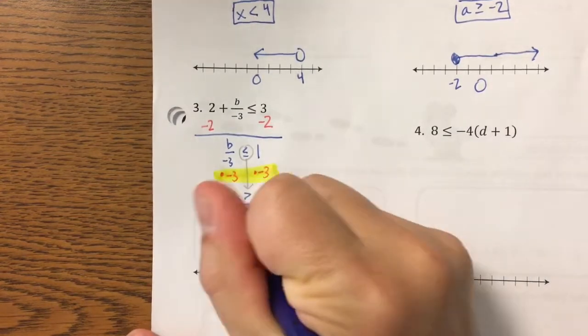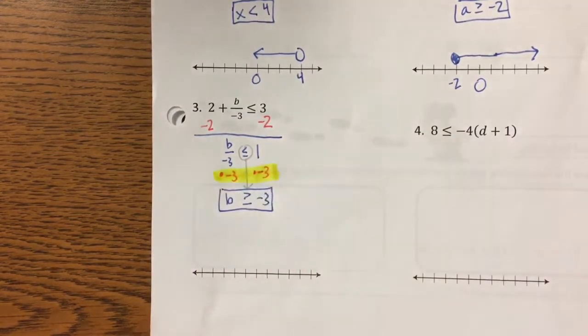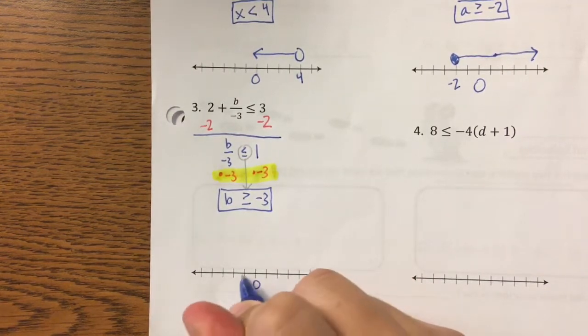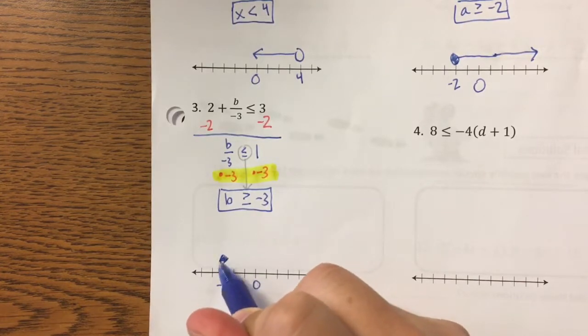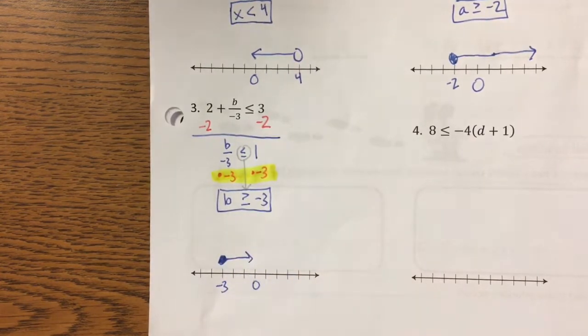All right, so that's going to be my solution set. B could be anything greater than or equal to negative 3. Another way to say that is that B is at least negative 3. 0, 1, 2, negative 3. Got a closed circle pointing to the right.